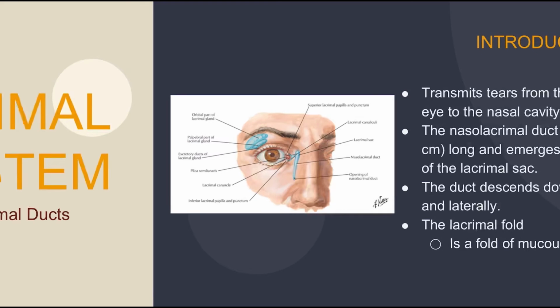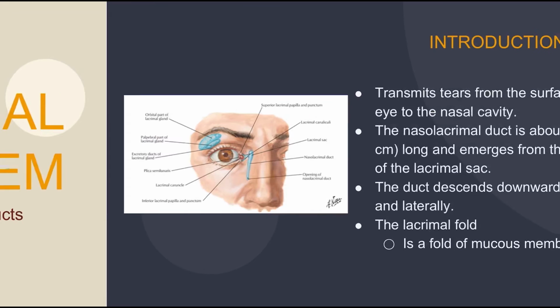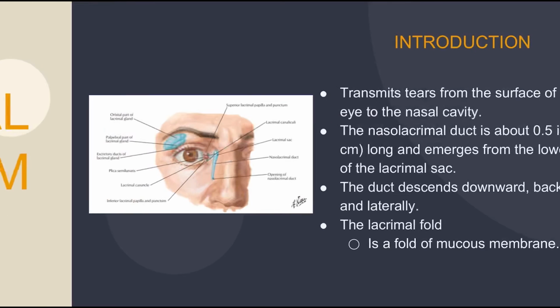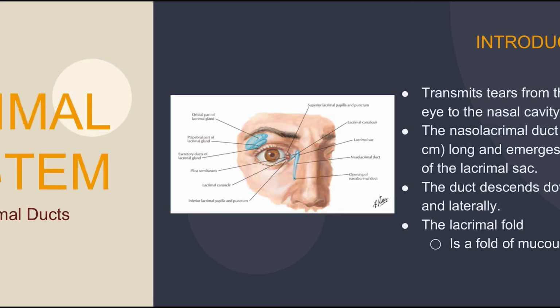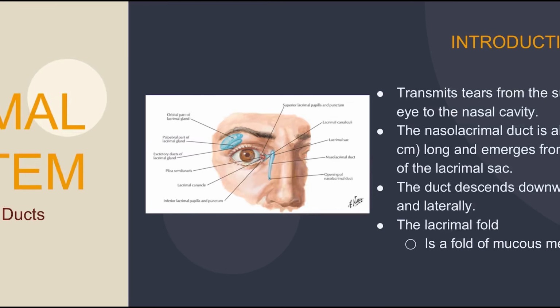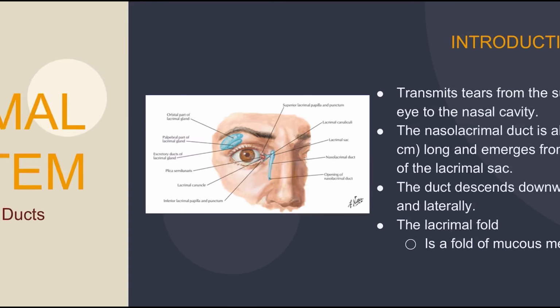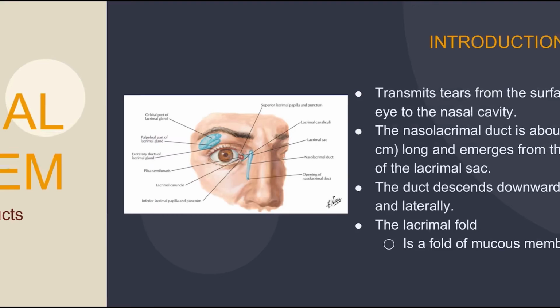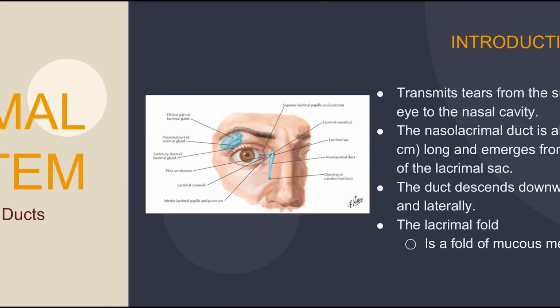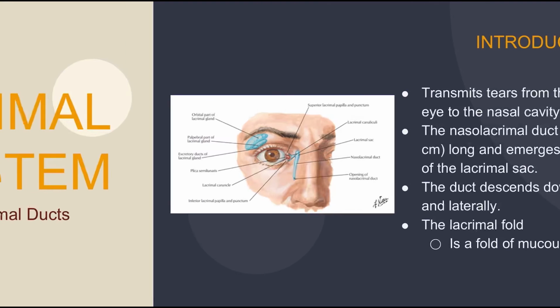Tears secreted from the lacrimal glands circulate across the cornea and accumulate in the lacus lacrimalis. From here, the tears enter the canaliculi lacrimalis through the puncta lacrimalis. The canaliculi lacrimalis pass medially and open into the lacrimal sac, which lies in the lacrimal groove behind the medial palpebral ligament and is the upper blind end of the nasolacrimal duct.